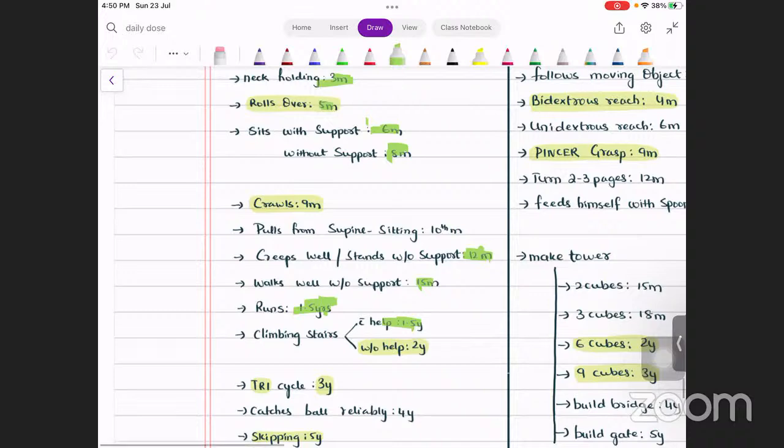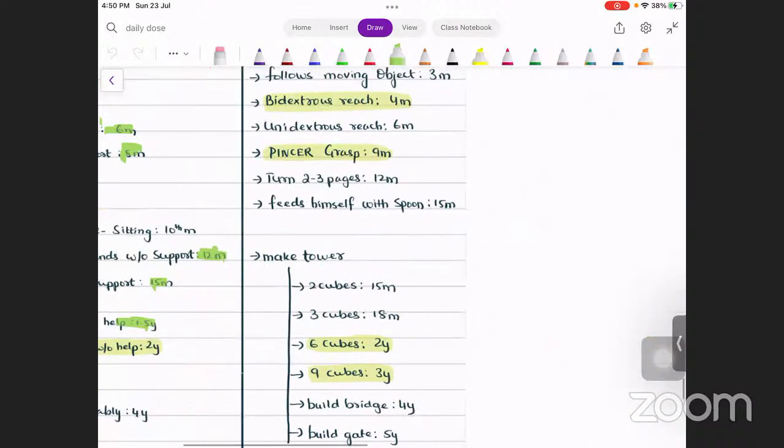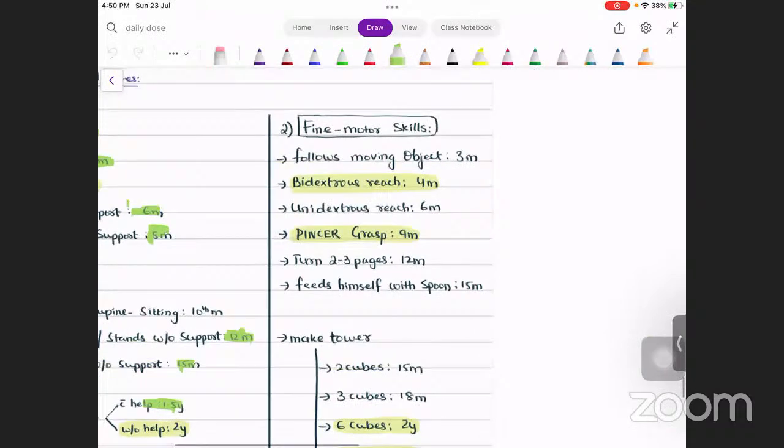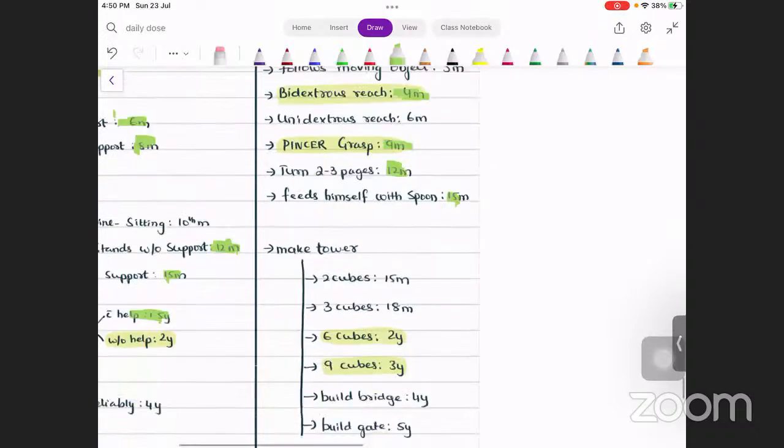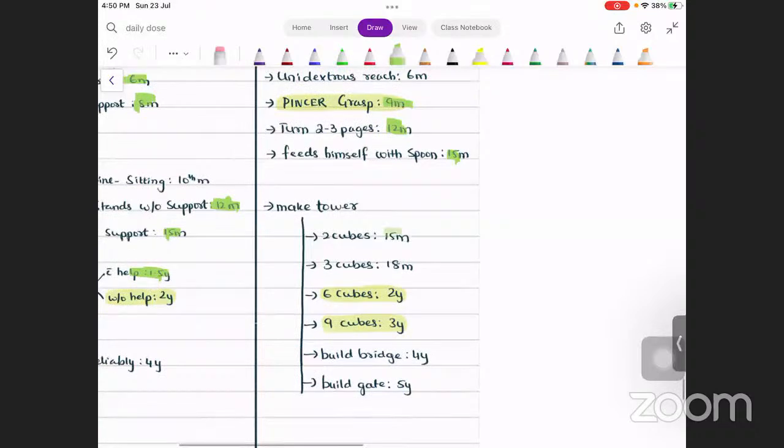So these are the important motor skills. And apart from that, important fine motor skills: follows the moving object by 3rd month, bidextrous reach by 4th month, pincer grasp by 9th month, turns 2 to 3 pages by 12th month, feeds himself with the spoon by 15th month. Makes a tower of 2 cubes at 15 months, 3 cubes at 18 months, 6 cubes at 2 years, and 9 cubes at 3 years, builds a bridge by 4th year, and builds a gate by 5th year.